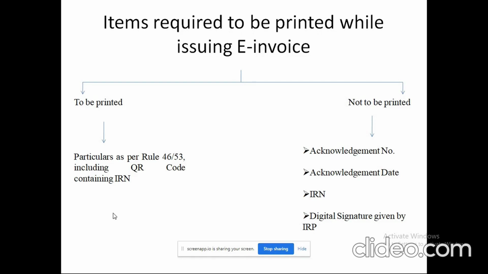The items which need not be printed: first one is acknowledgement number. Second one is acknowledgement date. Third one is invoice reference number, as it is already embedded in the QR code. The fourth one is the digital signature given by IRP.